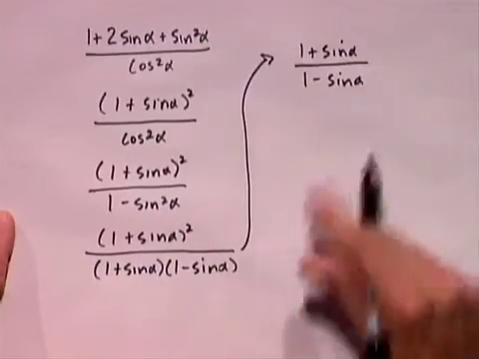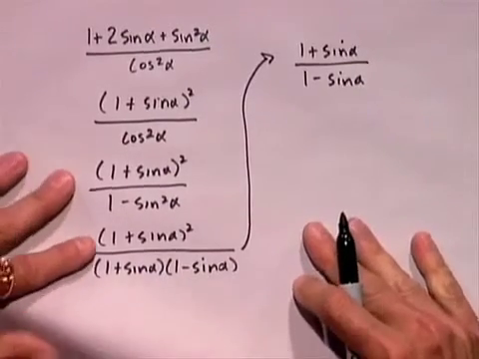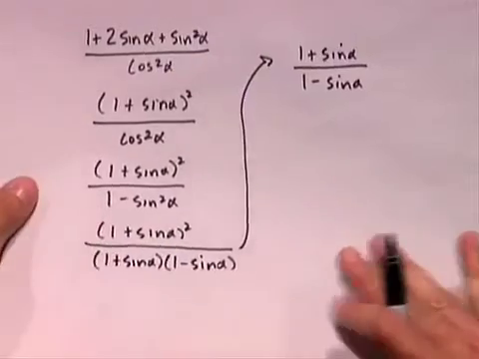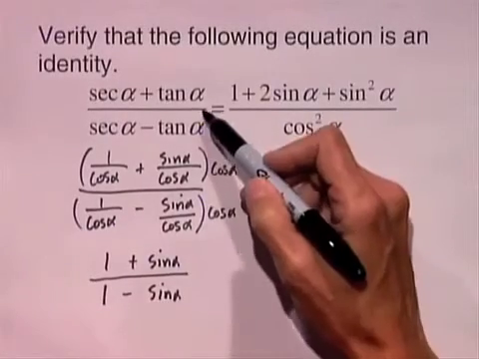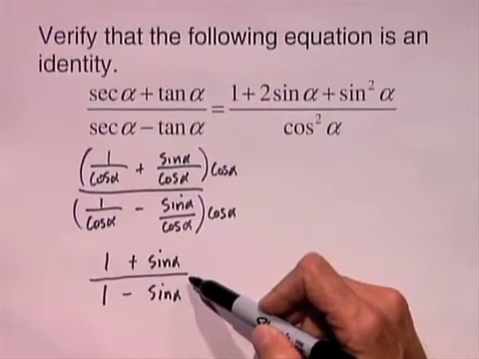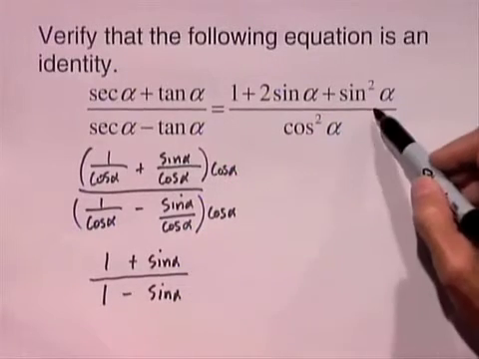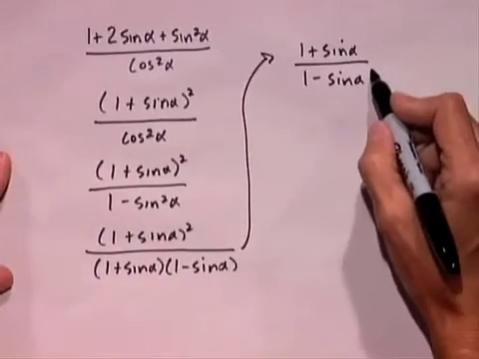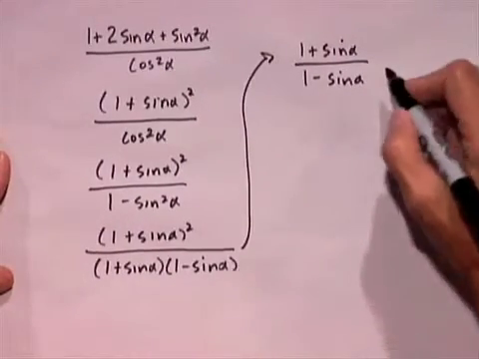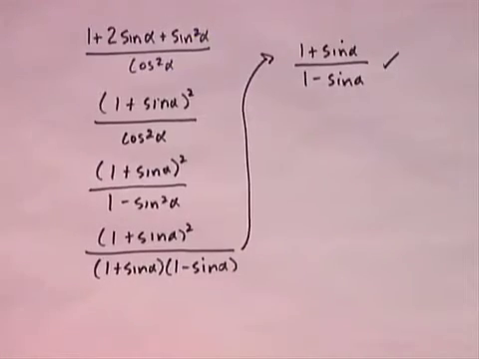That is exactly, let's look back at our other sheet, the result that we got when we simplified the left-hand side. We simplified the left-hand side to 1 plus sine alpha over 1 minus sine alpha. We simplified the right-hand side to 1 plus sine alpha over 1 minus sine alpha. So we verified that identity.